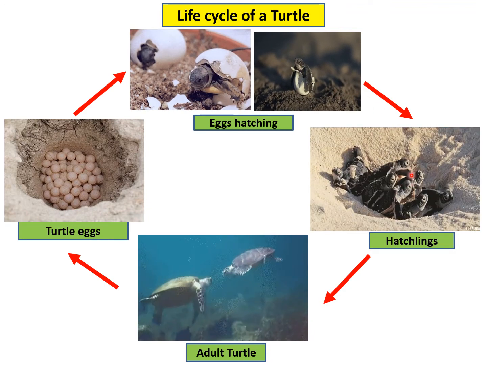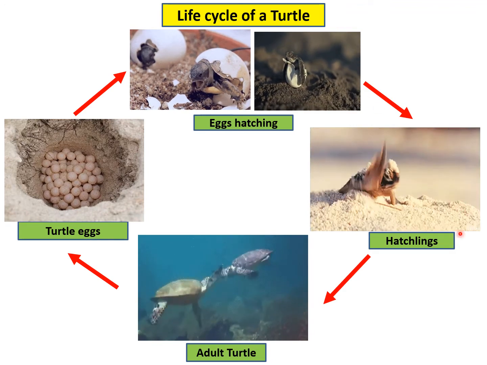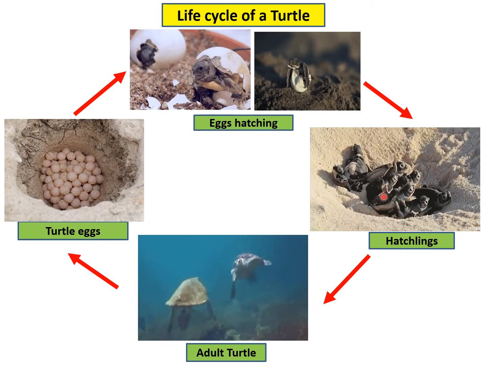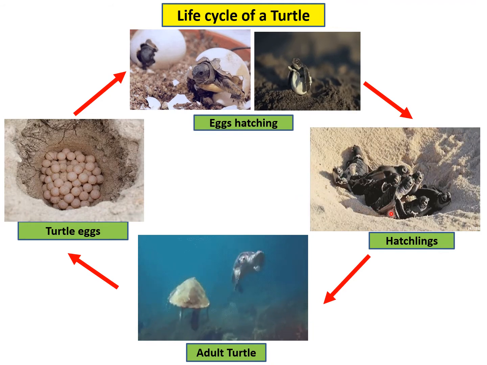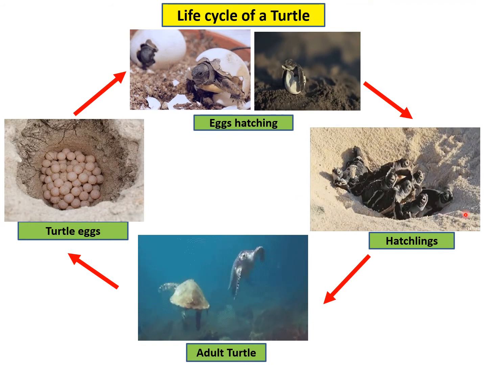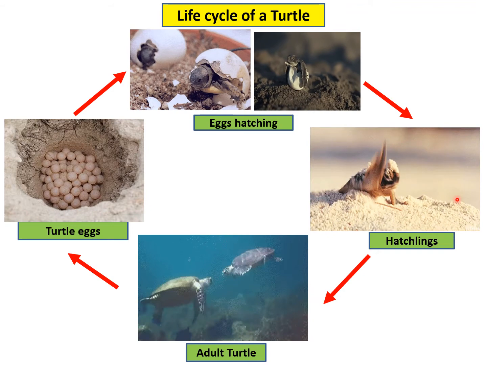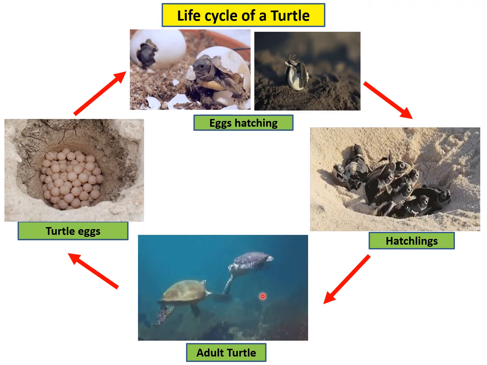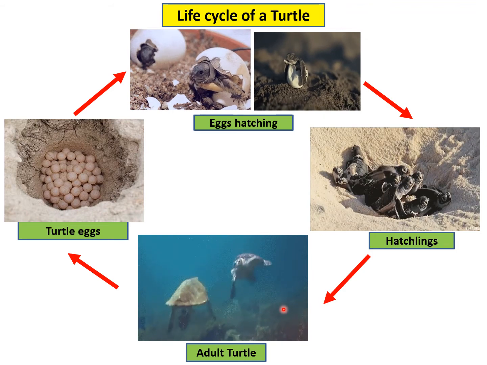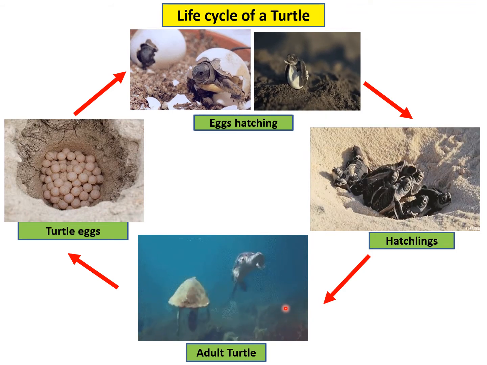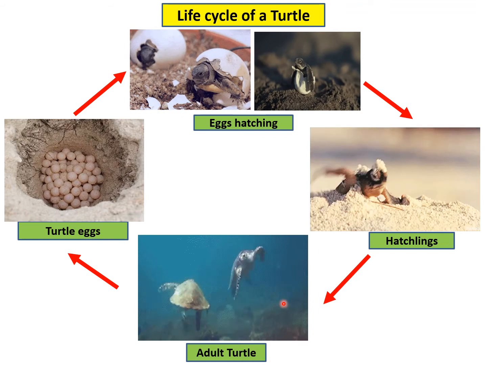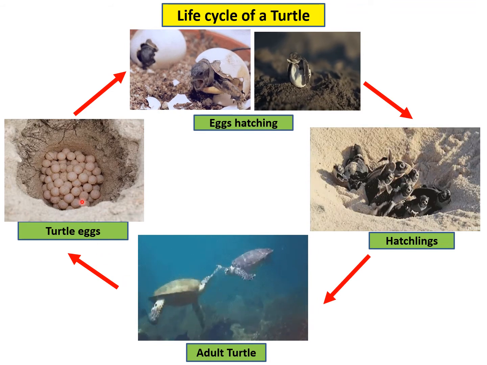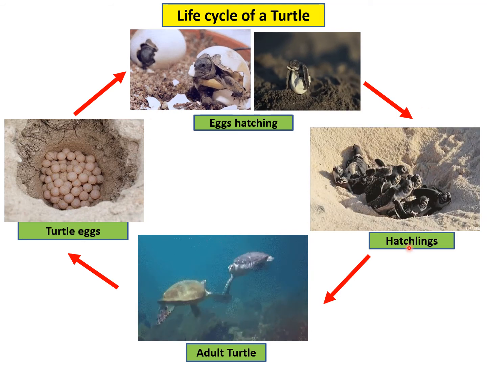After this, these babies of the turtles are called hatchlings, and then you can see this hatchling moving on the sand towards the water or sea. Then they go by themselves, and after some time when they reach the sea, they start swimming themselves. Nobody is there to teach them to swim. They just naturally know how to swim, and gradually they become adults, and then they lay eggs, and again this life cycle goes on.